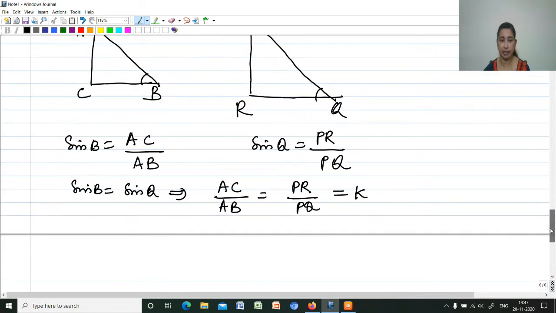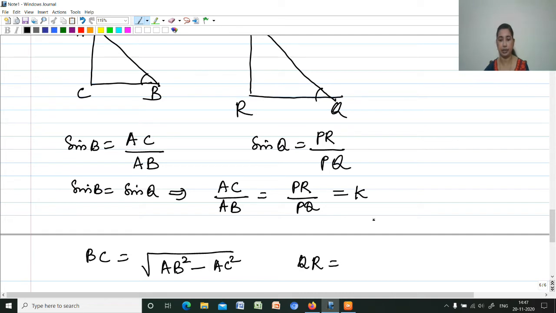So BC we can apply Pythagoras theorem, and from this figure we can see that BC can be written as root of hypotenuse square, that is AB square minus AC square. And from this figure we can see that QR can be written as root of PQ square, that is hypotenuse square minus PR square.